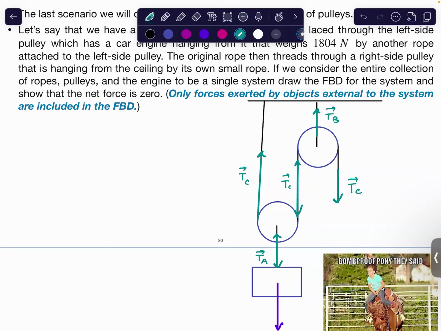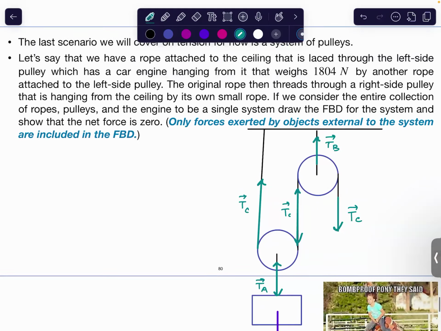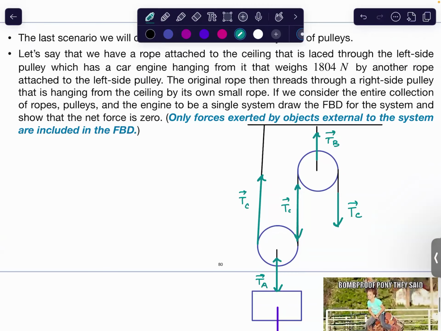Oh, so we want the total tension on the mass because it affects all the cables. It goes like a snake. Yes, we know that this mass weighs 1804 newtons.